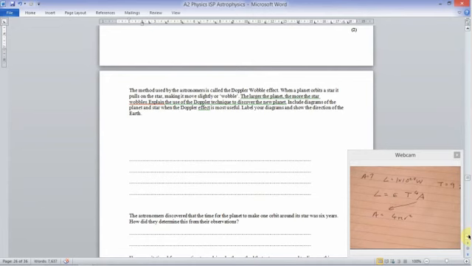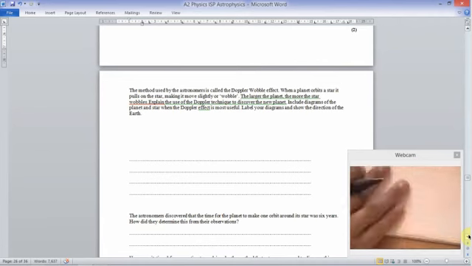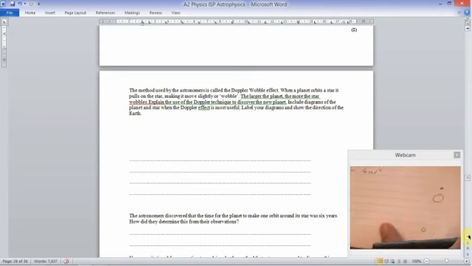Your diagram has to have the planet, the star, and the Earth all in line with each other. It's not going to work unless all of these are in line with each other. What's going to happen is the planet is going to rotate. Sorry, none of this is showing under the webcam. Let me just lift and move it across so you can see what I've drawn. There you go.